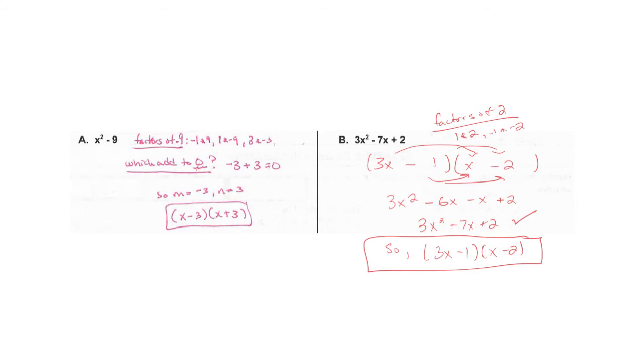So I would try -1 times -2, or -2 for your M and -1 for your N, and then test them out. I tried -1 and -2, and I FOILed them out, and it came out to the correct answer. Therefore, that is the correct factoring of this quadratic, 3x minus 1 times x minus 2.